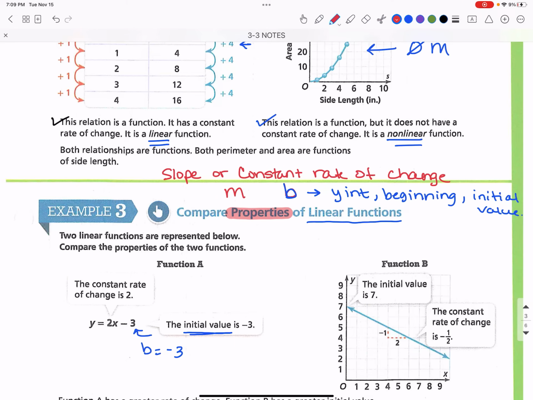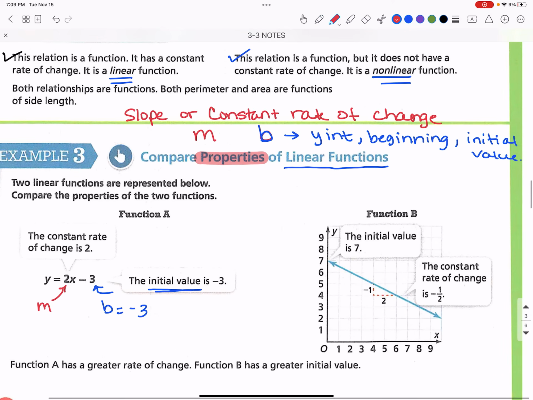And here, right, it says the constant rate of change. We know that's our M. Okay, so our M is 2 and our B is -3. Function A is given to us as an equation. Function B is given to us as a graph, but we can still find the M and the B from a graph. We find the M by looking, right, pick 2 good points. Find your, this is a fall over a run. It falls -1, it runs 2. So our M here is -1 over 2. And our B is, where does our line cross the y-axis, right there. That's our beginning point because it crosses the y-axis at 7.